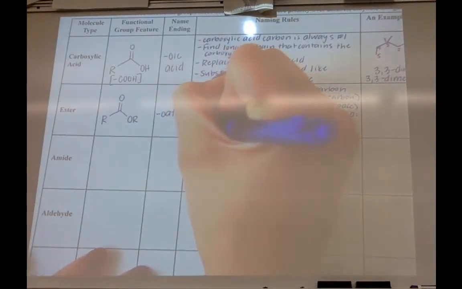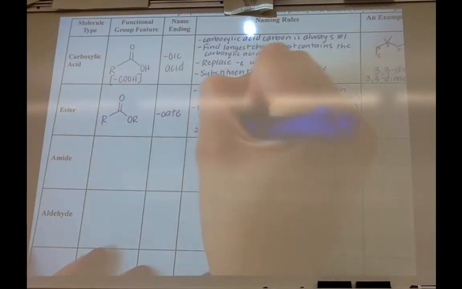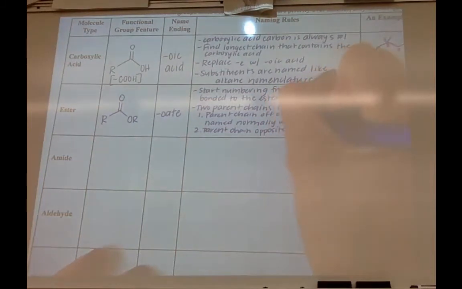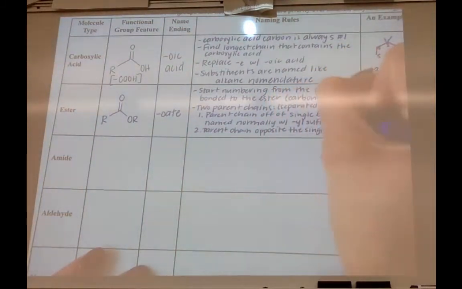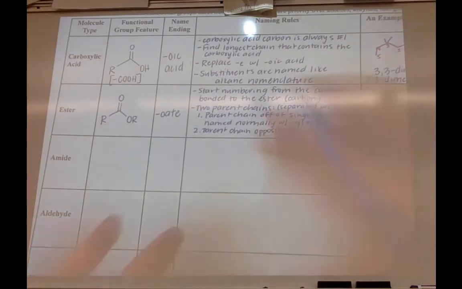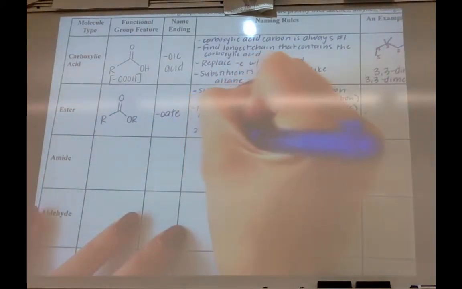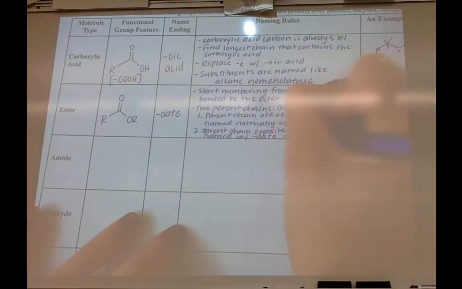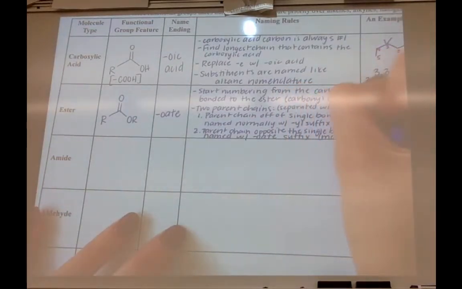And then the second parent chain is the parent chain opposite the single bonded O. So the parent chain that's opposite the single bonded O, you're going to just name with an O-A-T-E ending. Named with O-A-T-E suffix. An example would be methanoate.